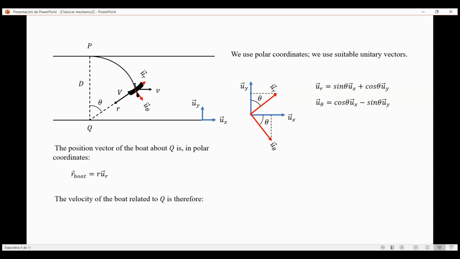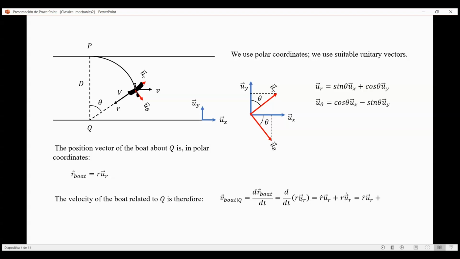If we have the position vector, all we have to do to get the velocity is, as we know, derivate. We take the derivative in time. So the velocity of the boat related to point Q is the derivative of the position vector related to Q in time. So it is just the derivative of the radial distance times u sub r, which is the position vector, and we have to derivate in time applying the chain rule, Leibniz rule.